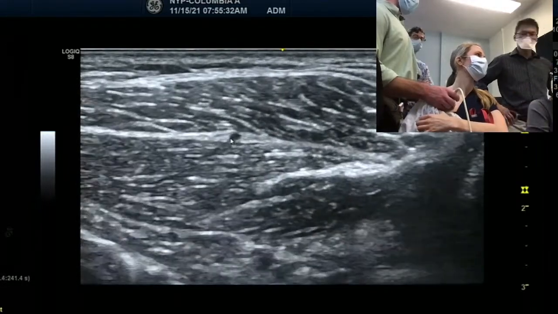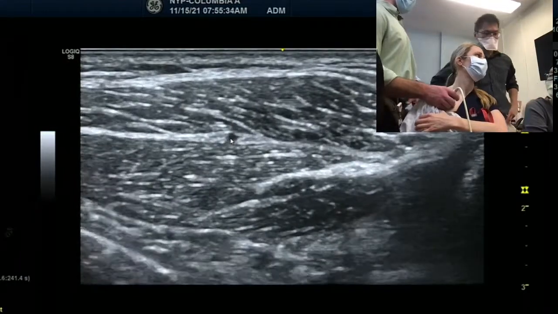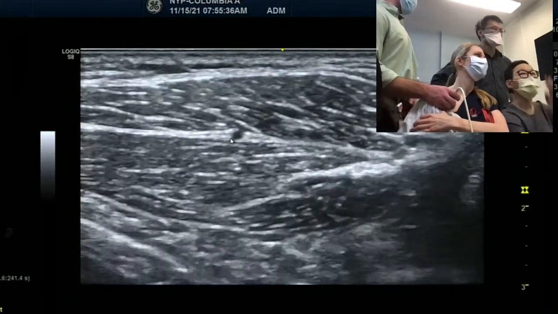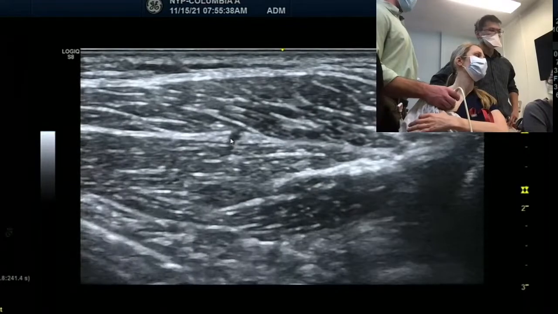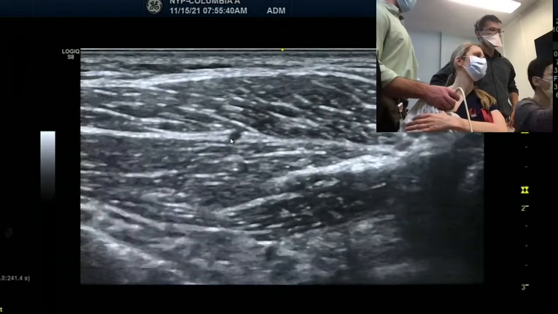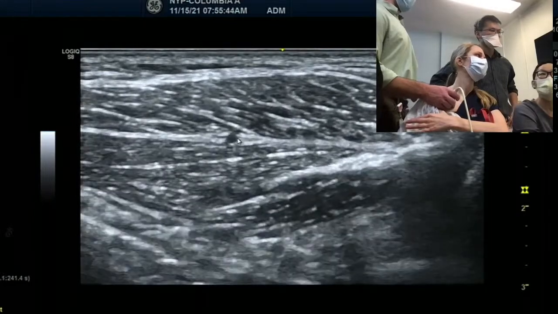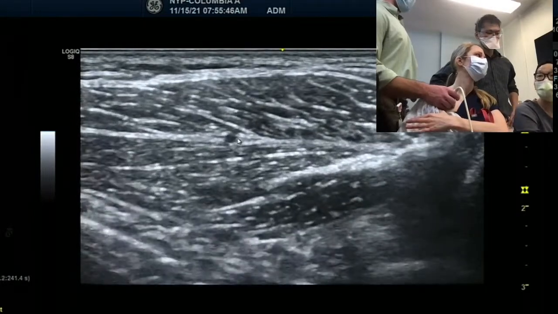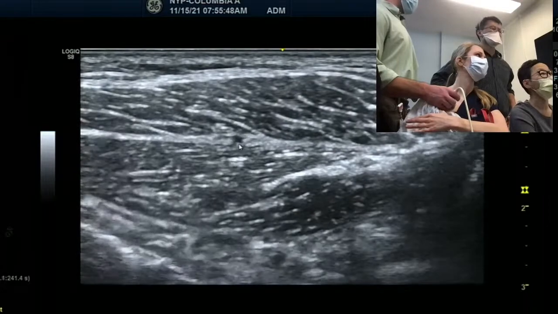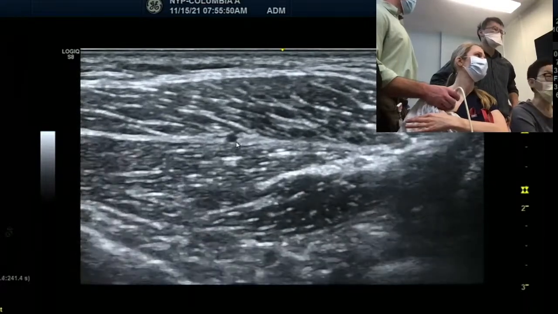The lateral pectoral nerve is coming from where? Lateral cord. Right, lateral cord. The lateral cord is coming from where? C5-6, the upper trunk. But the pec minor, the medial pectoral nerve supplies only pec minor. So we confirmed that this is the lateral pectoral nerve.